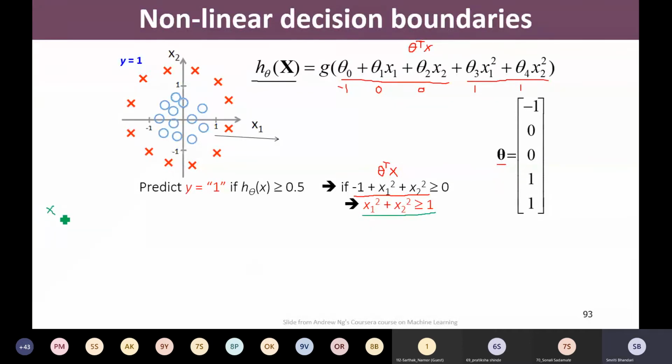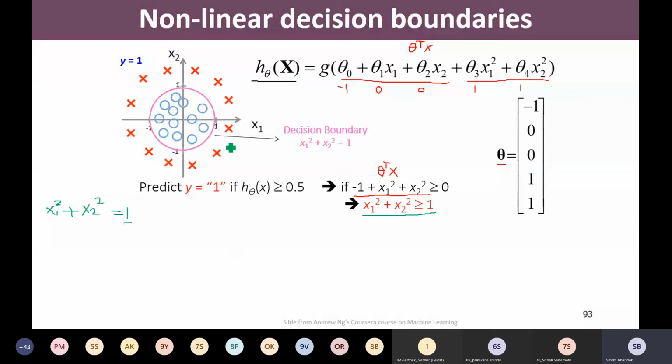x1 square plus x2 square is equal to 1. So this expression is the expression for a circle with radius equal to 1. Correct? If I plot this circle now, I get such a plot. Circle with radius 1. Right? And in this situation, I am going to say that x1 square plus x2 square equal to 1 is my decision boundary.